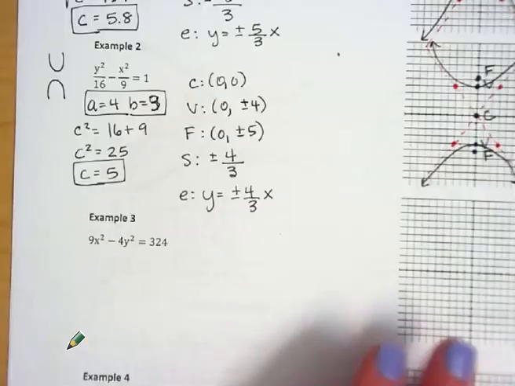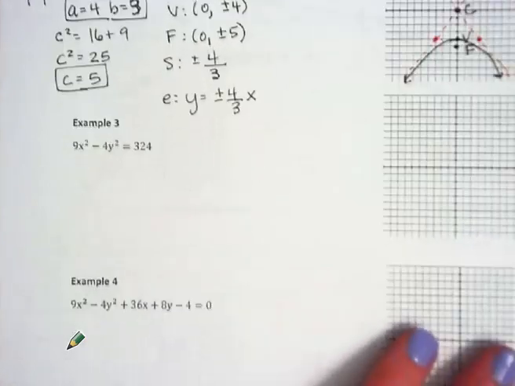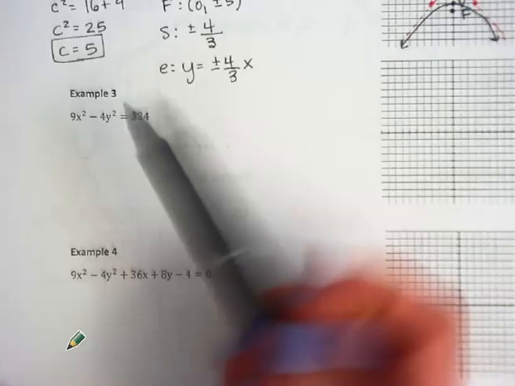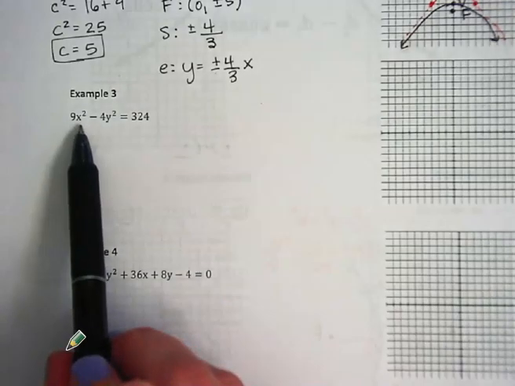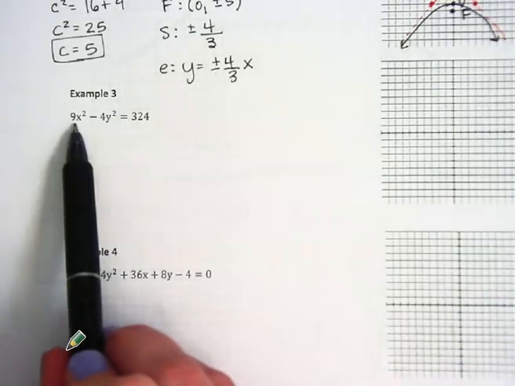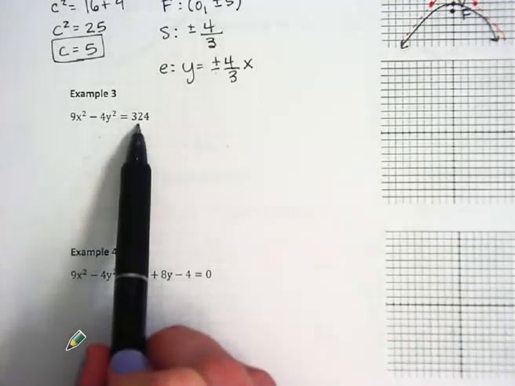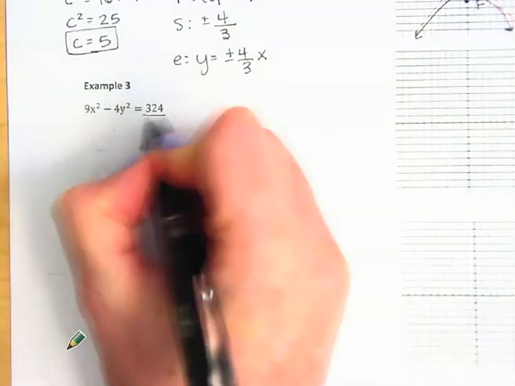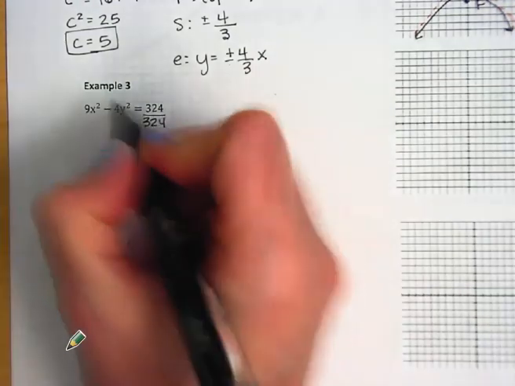All right, this is part 2 of our hyperbola lesson. In this next example, you'll notice that a few things are different. One, there's no denominators, and two, the right side isn't equal to 1. So the way that we're going to make that happen is we just divide everything by that number on the right.